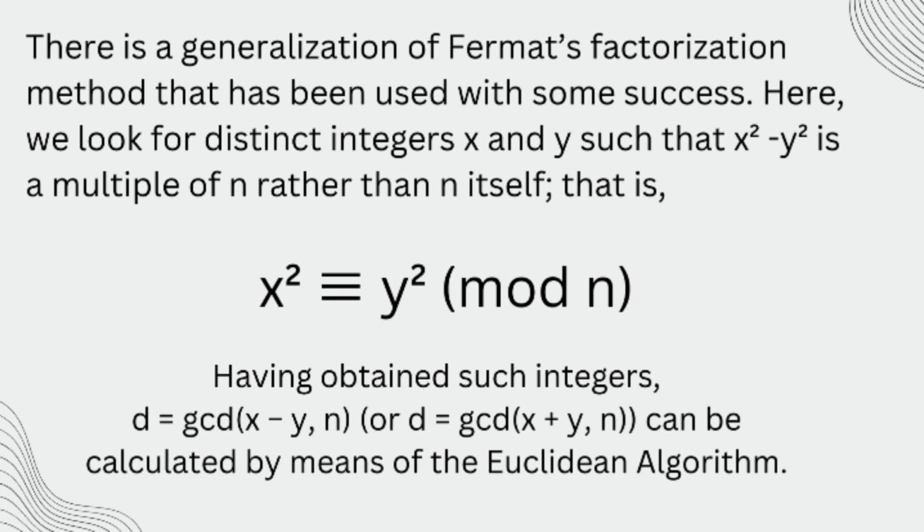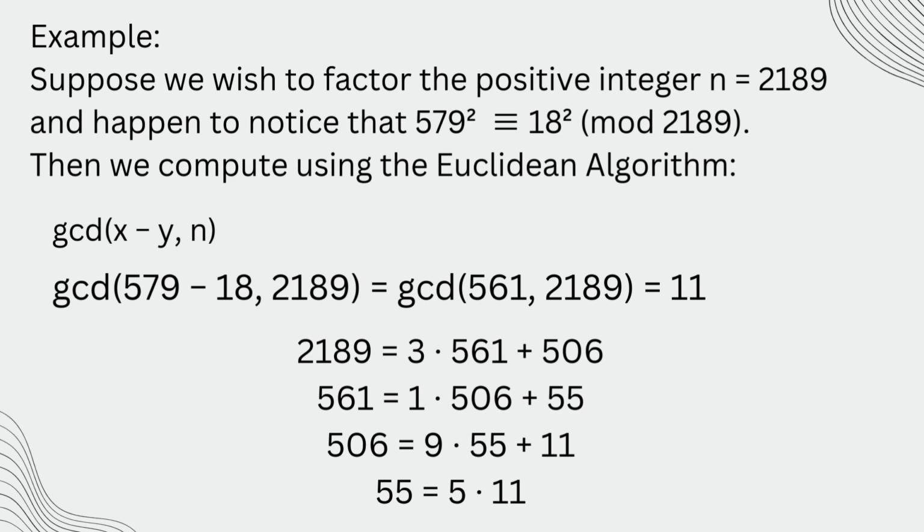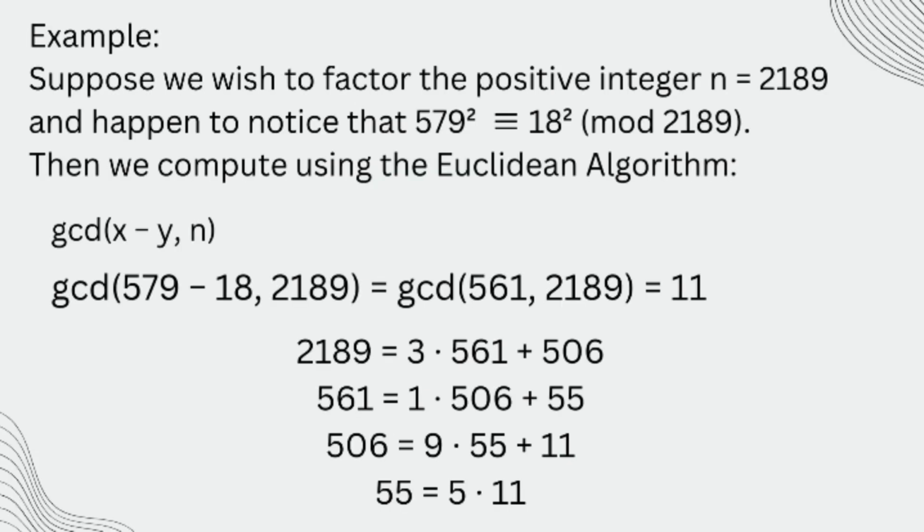This method is particularly useful for factoring large composite numbers efficiently. By finding the greatest common divisor of x minus y and n or x plus y and n, we can determine a non-trivial factor of n. For example, suppose we wish to factor the positive integer n is equal to 2,189 and happen to notice that 579 squared is congruent to 18 squared modulo 2,189. Then we compute using the Euclidean algorithm.